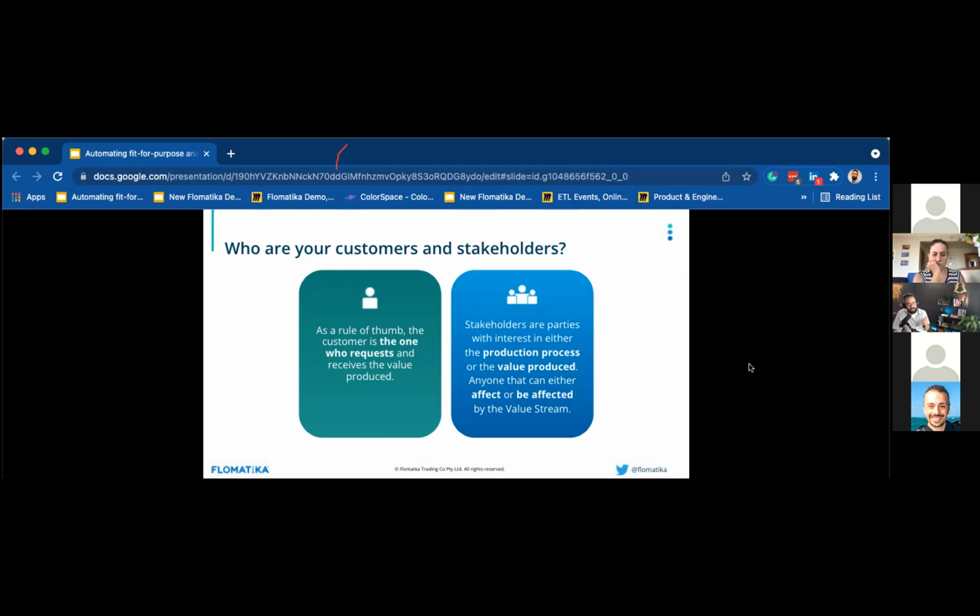And the stakeholders are any interested party. It could be someone interested in either the production process or the value produced by your value stream or your service. So anyone that can either affect or be affected by the value stream. So it's important to visualize that.